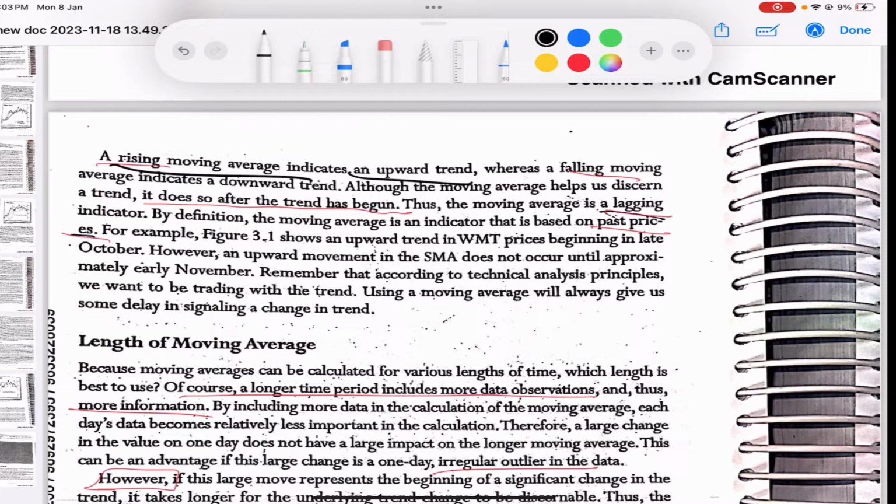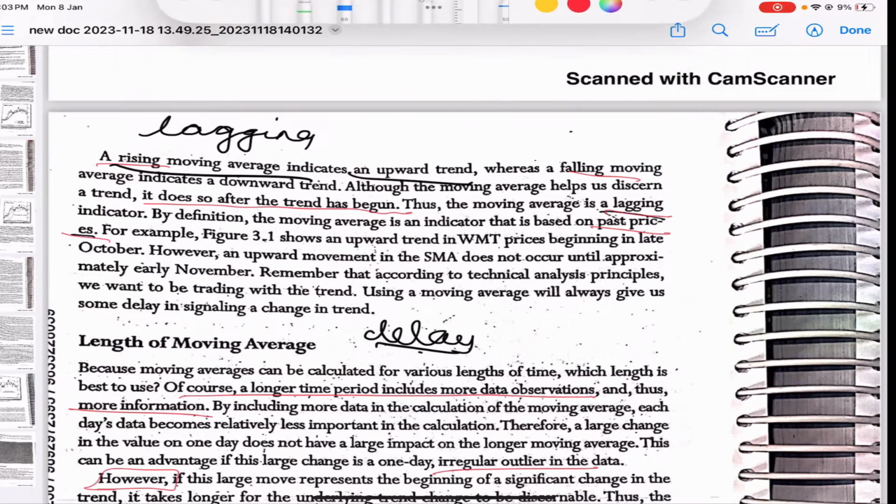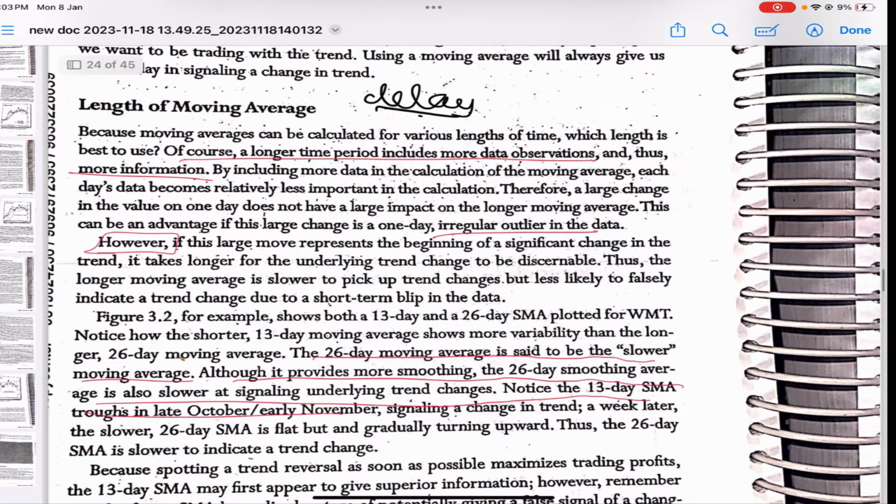So one thing you need to keep in mind is the disadvantage of a moving average, that it is a lagging indicator. So it gives you information about something that has happened in the past. So that is a little bit late. The moving average changes direction a little bit later than the price. So in that way we can say that it is a lagging indicator. So what happens when it's a lagging indicator? There will be a little bit of delay, and that is the opportunity cost which you have to pay.